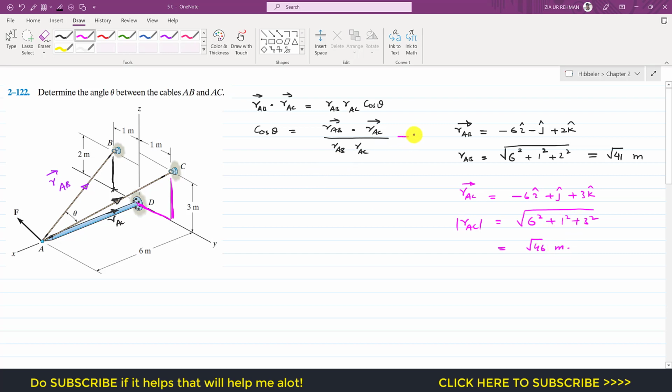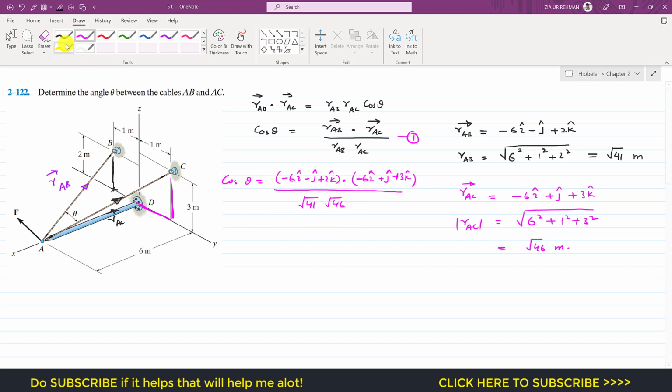Now we can use this equation, our initial equation. So cos of theta is equal to RAB, which is minus 6i minus j plus 2k, dot product with RAC, minus 6i plus j plus 3k, divided by the magnitude of RAB, square root 41, multiplied by square root 46.